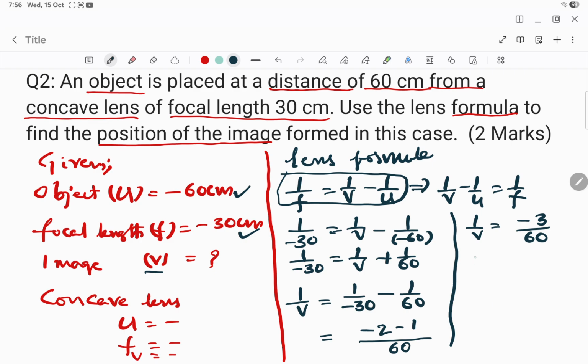Now we need v, image distance, not the reciprocal. v is equal to minus 60 by 3. That gives you minus 20 centimeter, because object distance and focal length are given in centimeter, so image distance is also in centimeter. Minus 20. That means object distance, image distance and focal length are all negative for a concave lens.